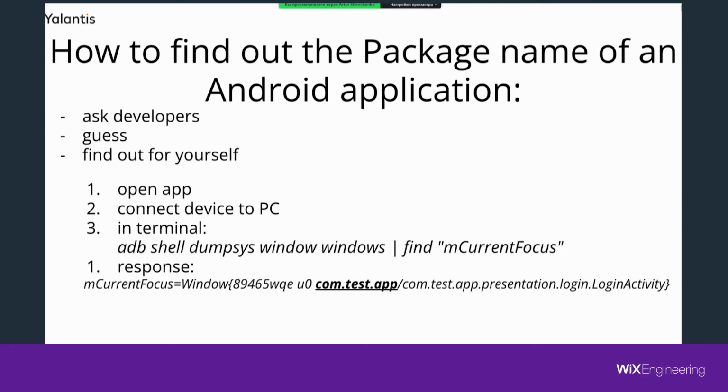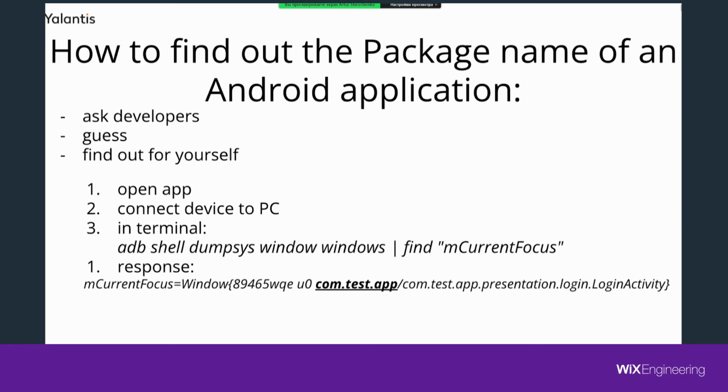Okay. So after you install the ADB, we should enter this text in a command line, and we will receive some response where the bold and underlined part is the package name of our application. This command literally asks the application to give the activity that is in focus and opened now.